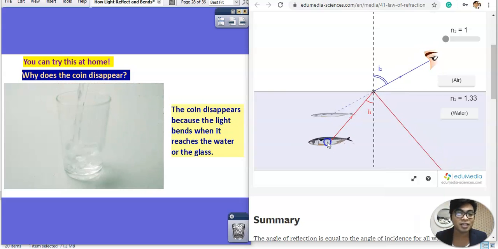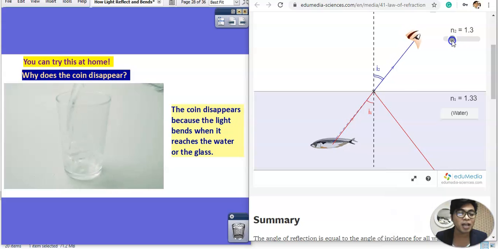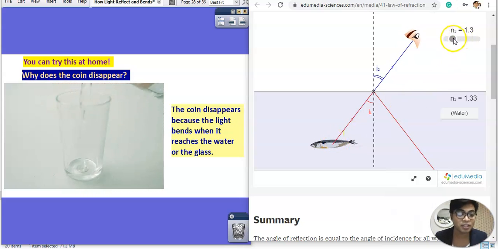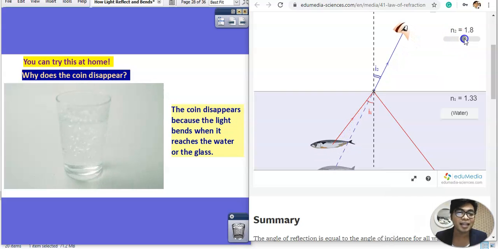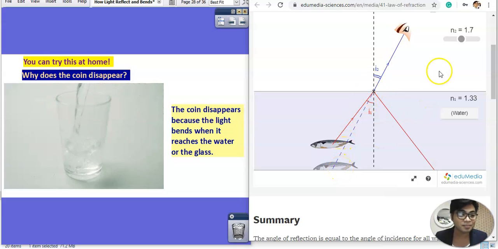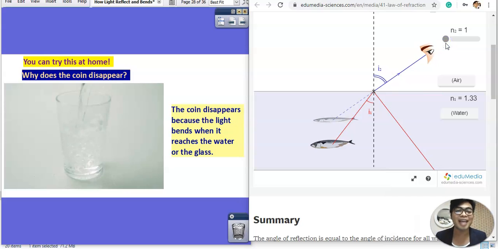So if the fish, okay, let's arrange you in here. You need to look at this image so that you will see where the real position of the fish is. However, if you move slightly upward, the index becomes different. The actual fish is in here, but because of the bending of the light, you would see the fish at the bottom.